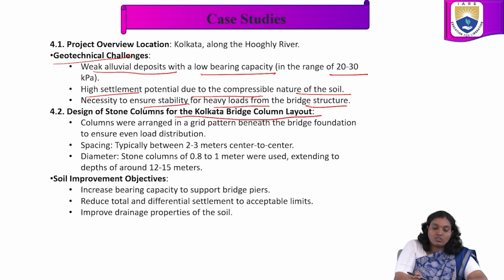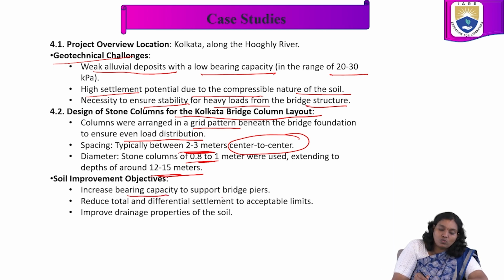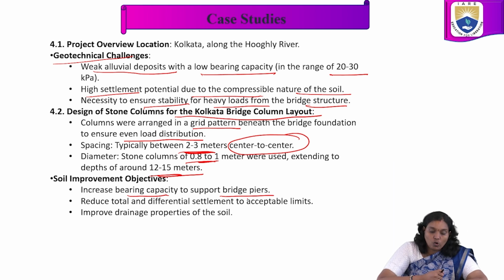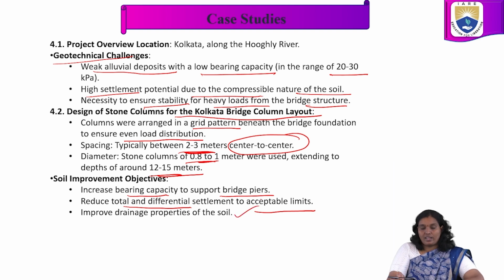Kolkata bridge column layout. Columns were arranged in a grid pattern under the bridge foundation to ensure even load distribution, with spacing typically around 2 meters from center to center. The stone columns of 0.8 to 1 meter diameter were used, extended to depths around 12 to 15 meters. The soil improvement objectives were to increase bearing capacity to support bridge piers, reduce total and differential settlement to acceptable limits, and improve drainage properties of the soil.